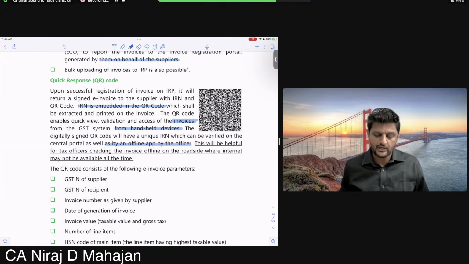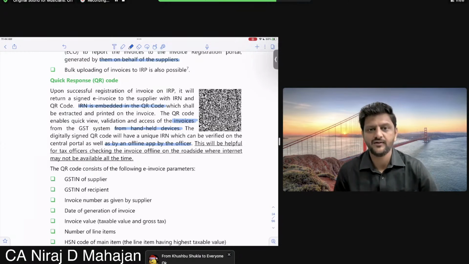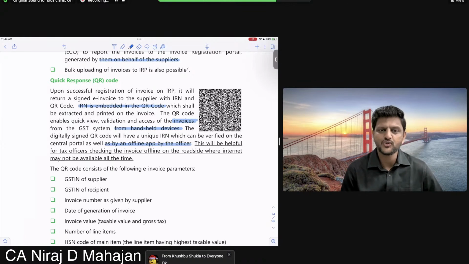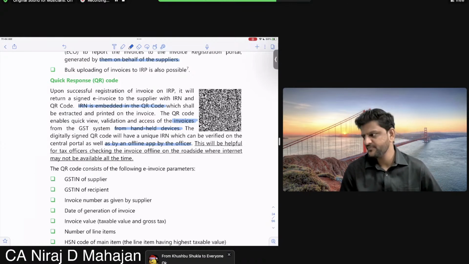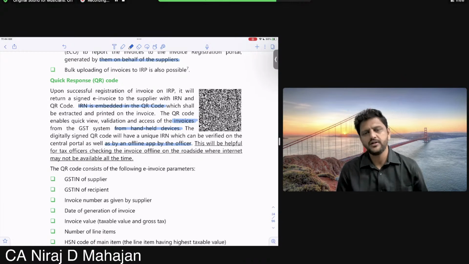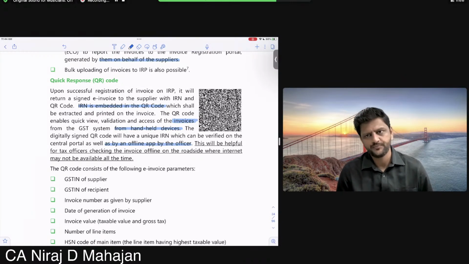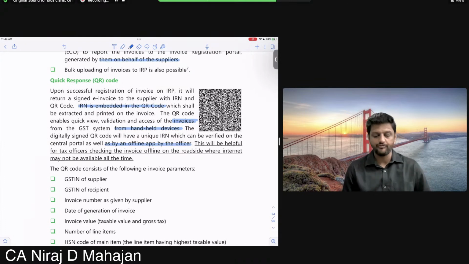This will be helpful for the tax officer checking the invoice offline on the roadside where internet may not be available all the time. You might have gone to locations where there is no mobile tower network. Or if BSNL is there, then others are not there. Others are there, BSNL is not there. Something like that. So in such cases, the officer will be able to check details through the QR code, even at offline places.